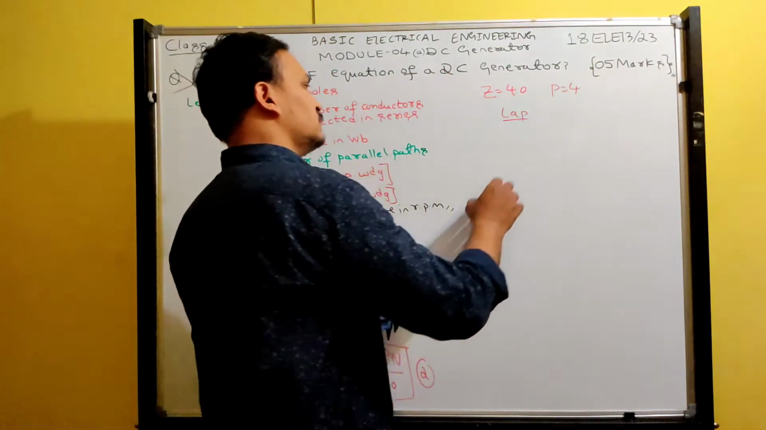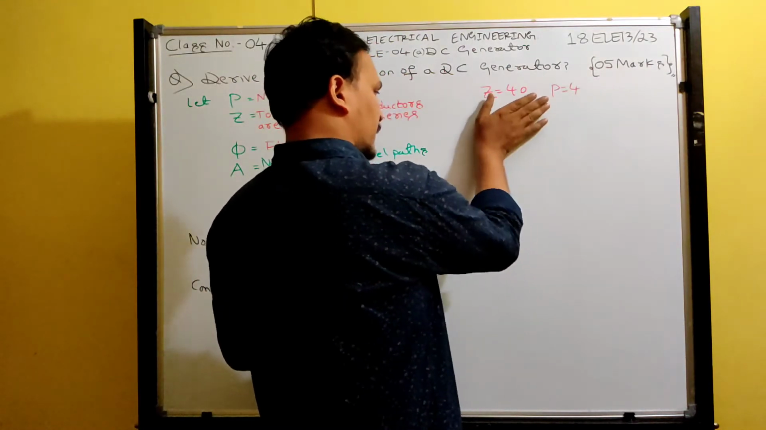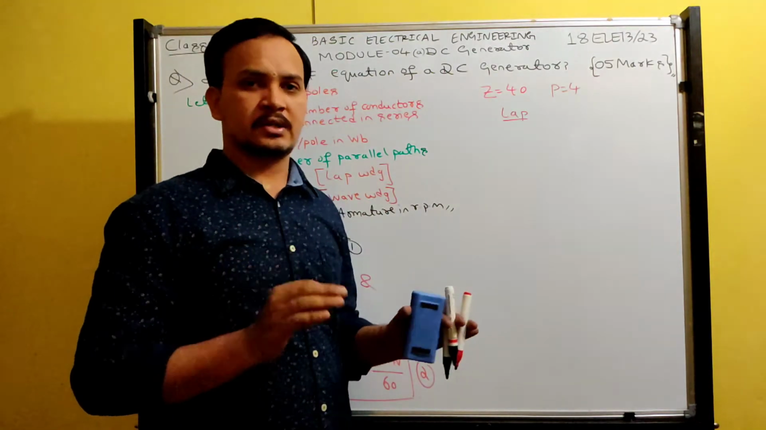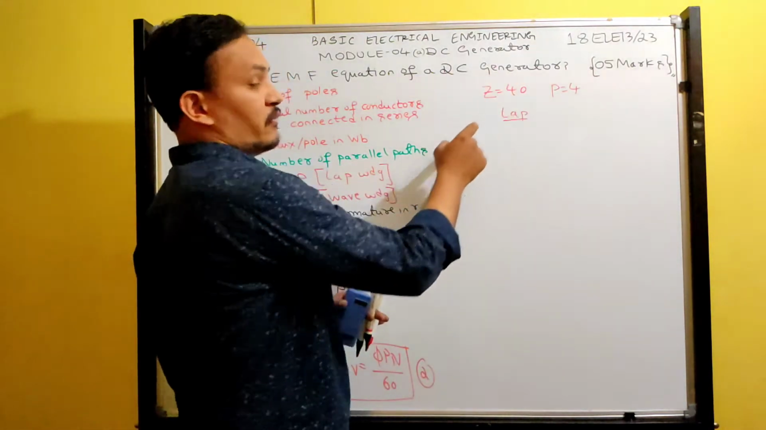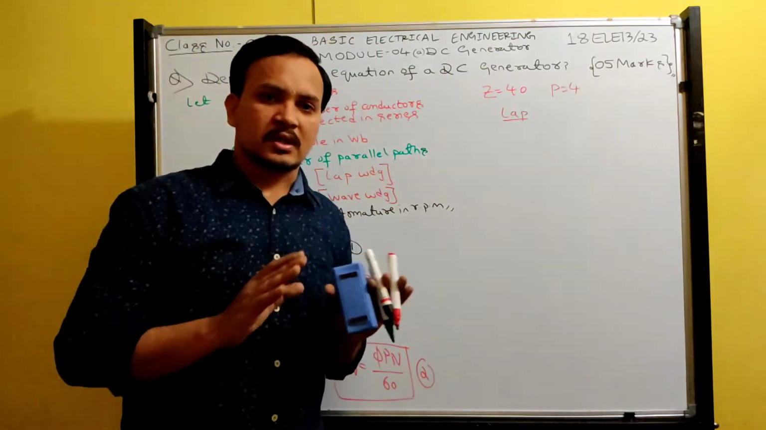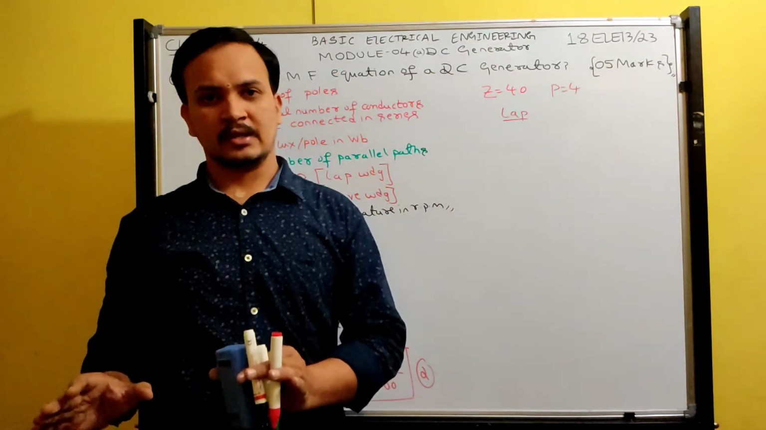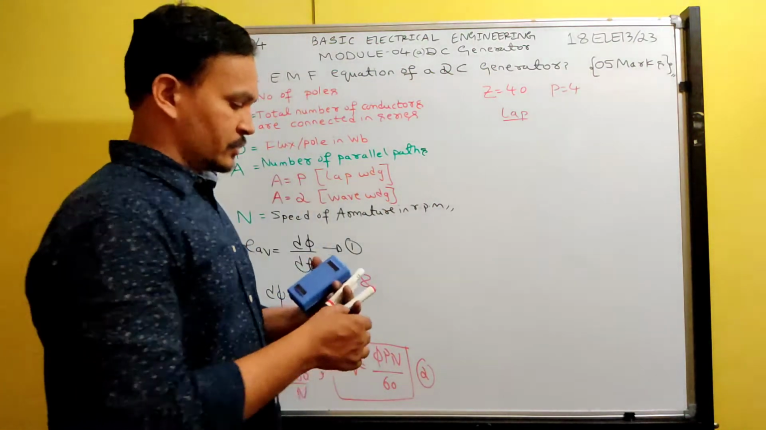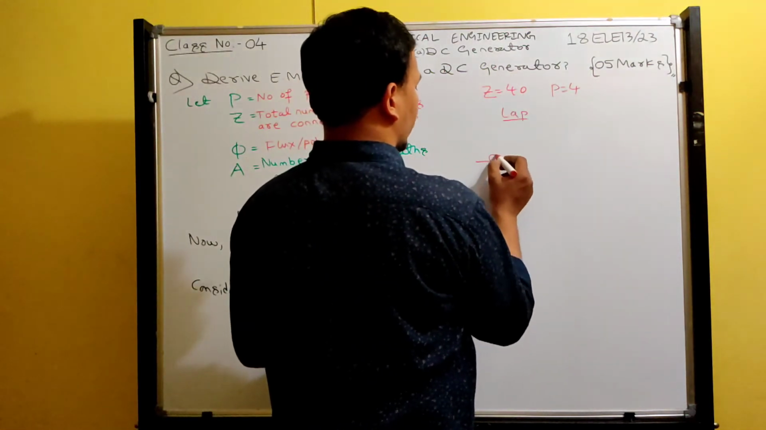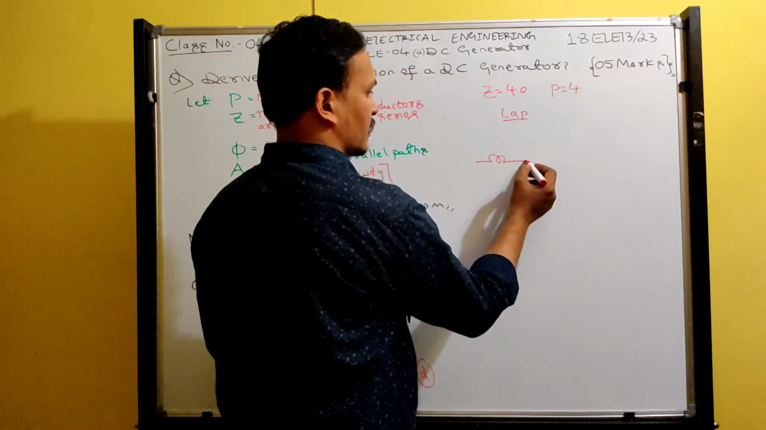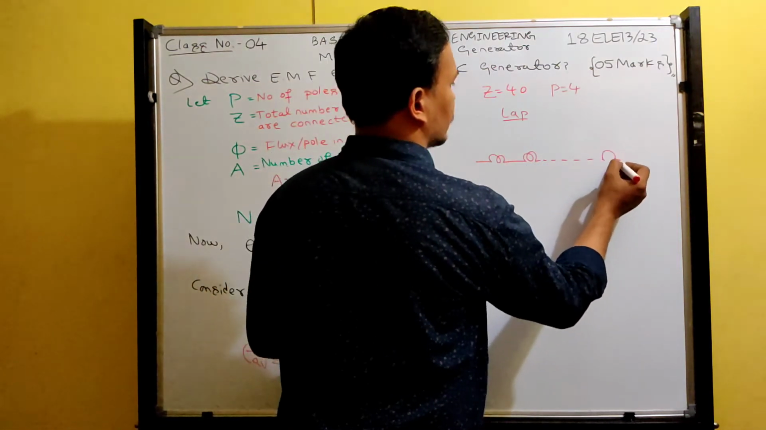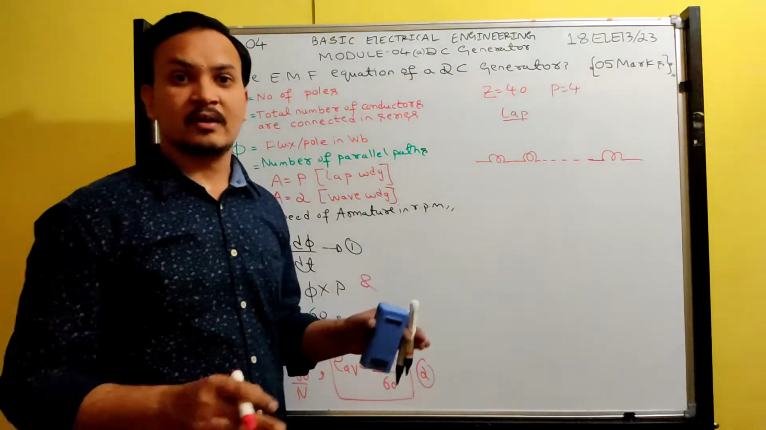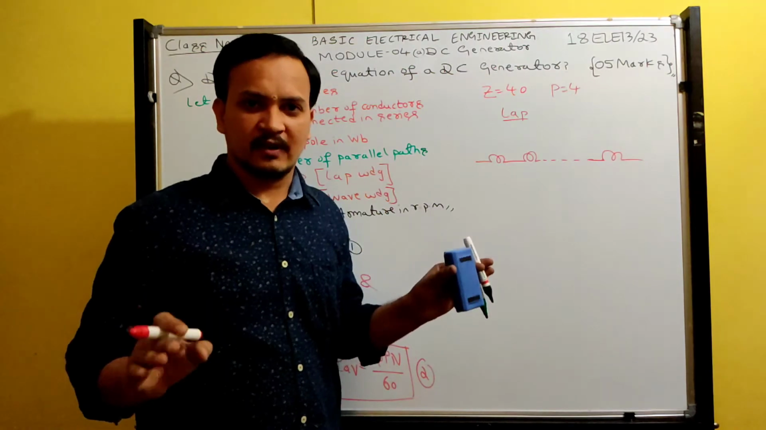If the winding data is not at all specified in the question, then the Z value given is 40 conductors, and all those conductors will be connected in series. How will it be connected? First conductor, this is one conductor, second conductor, like this, all 40 conductors will be connected in series when winding data is not specified.